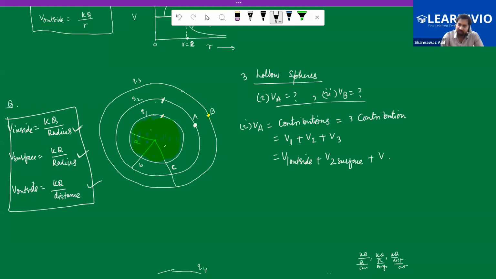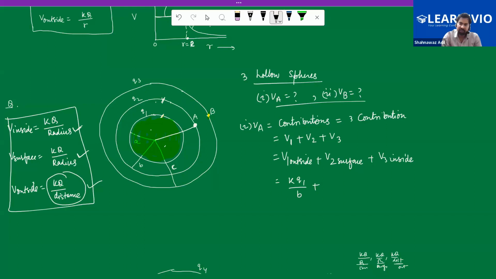And then due to the third point, due to this Q3, that is inside. Right, so what would be V1? V1 is outside, so that would be KQ1. And what is the distance from here to here? For our outside, we have to write the distance. That is B.